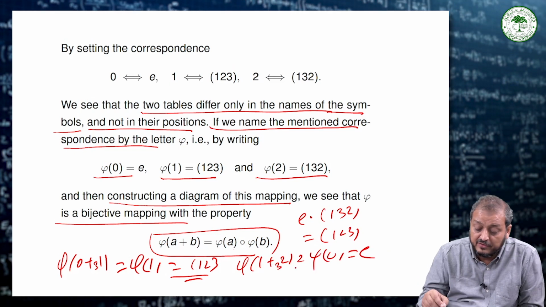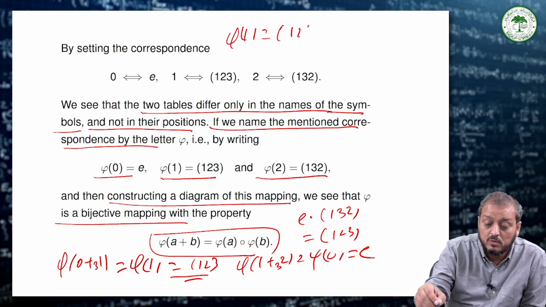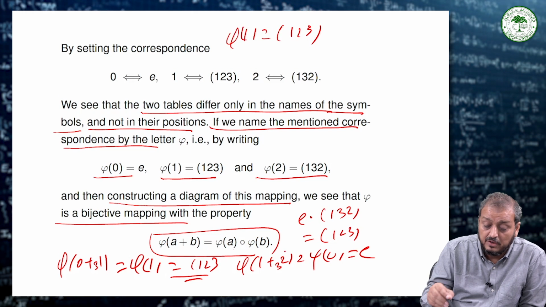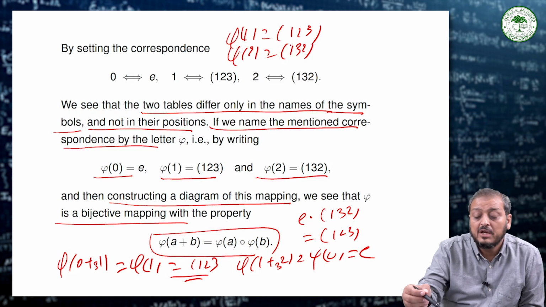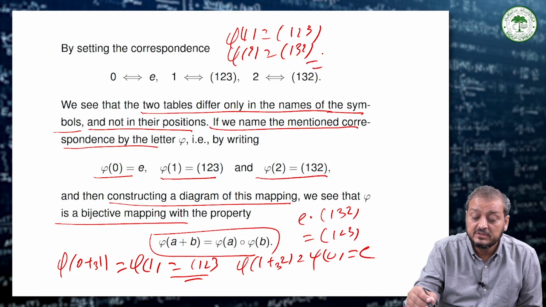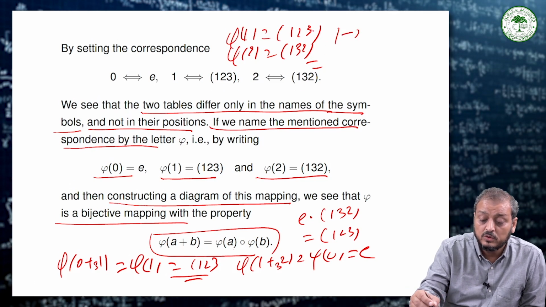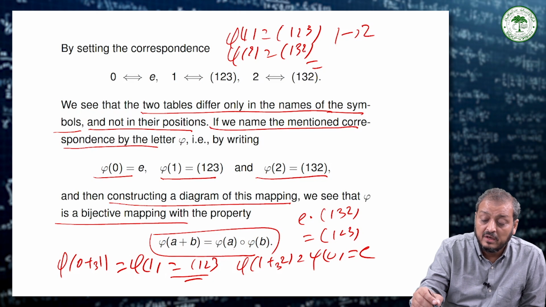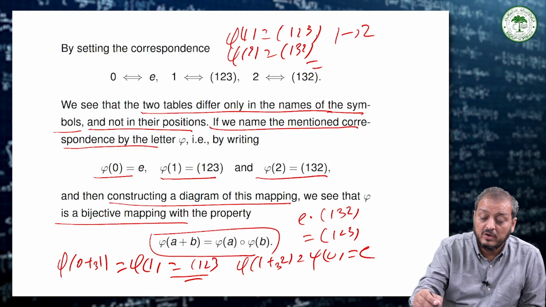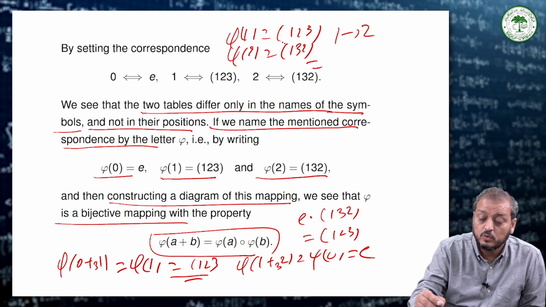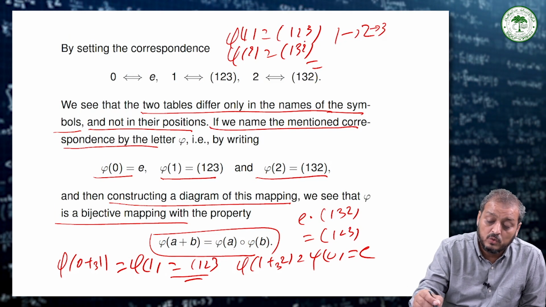Now we have to go to the reverse. If we take phi 1, you have 1, 2, 3, and then you have phi 2, and then you have 1, 3, 2, and if you take a multiplication of these two, clearly you can say that 1 goes to 3, 3 goes to 2, and 2 goes to 1, and 1 goes to 1. So this means 1 goes to 3, 2 goes to 1, and 3 goes to 2.